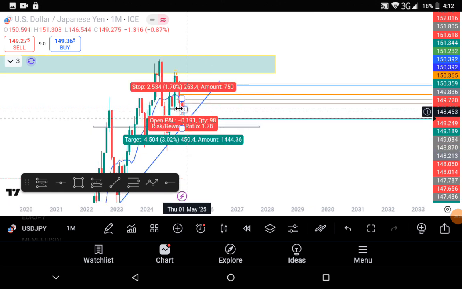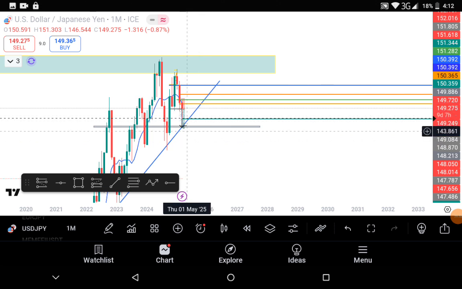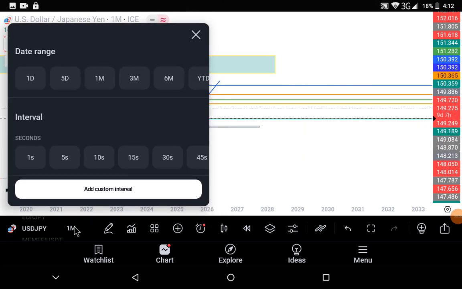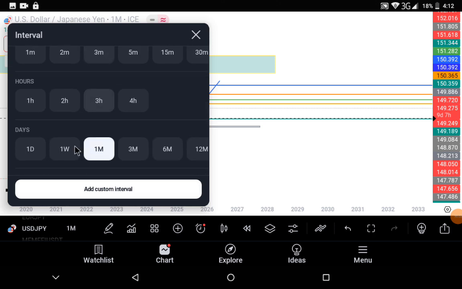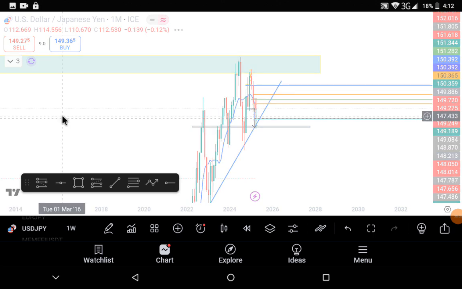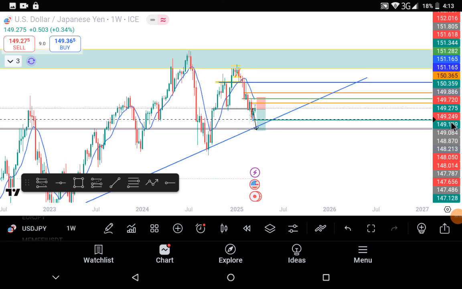So all this is just a recap of what I've said before. You can go back to the previous video, you're going to see it there. Remember that in the previous video I said that USDJPY has actually broken this one week support. You can see it has broken this one week support, meaning that we are looking down for a sell.